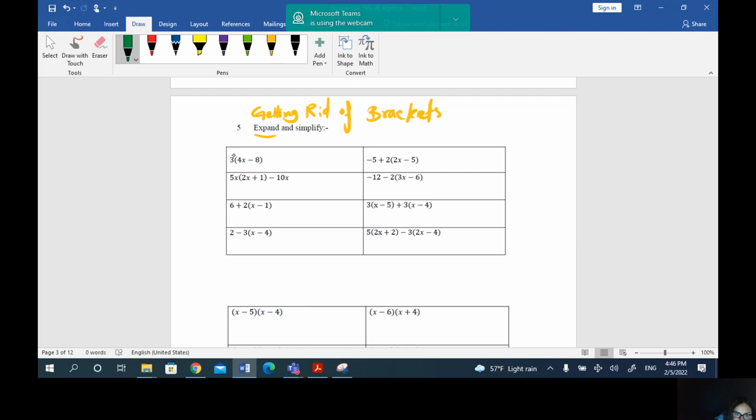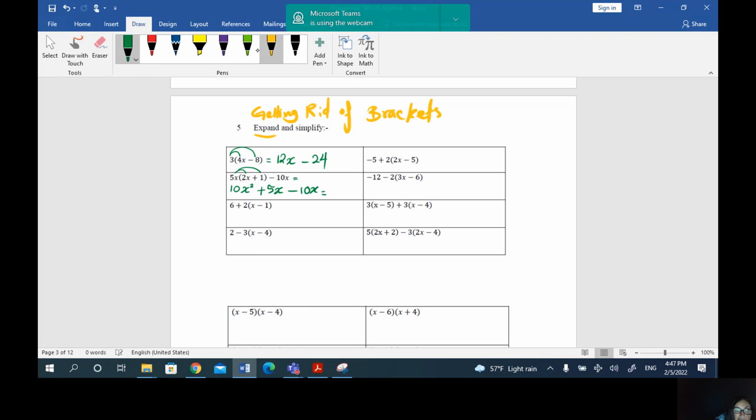Okay, expanding: 3 times 4x is 12x, and 3 times negative 8 is negative 24. So where is the correct answer? Oh, sorry. All right, let's carry on here. 5x times 2x is equal to 10x squared. 5x times 1 is plus 5x, and this one is on its own, which is minus 10x.